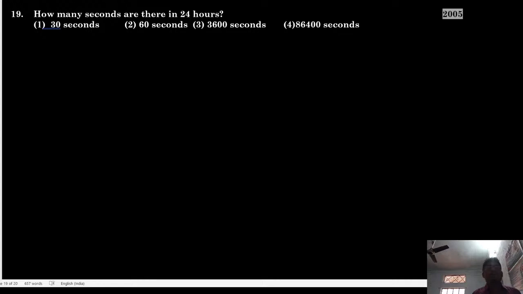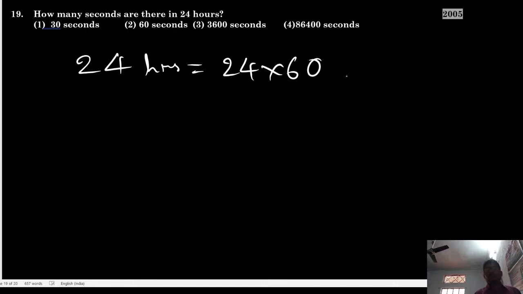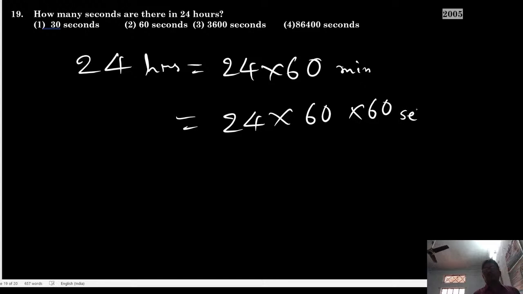How many seconds are there in 24 hours? 24 hours converted into minutes is 24 into 60. Then multiplied by 60 again, we get seconds. So what is the result here?